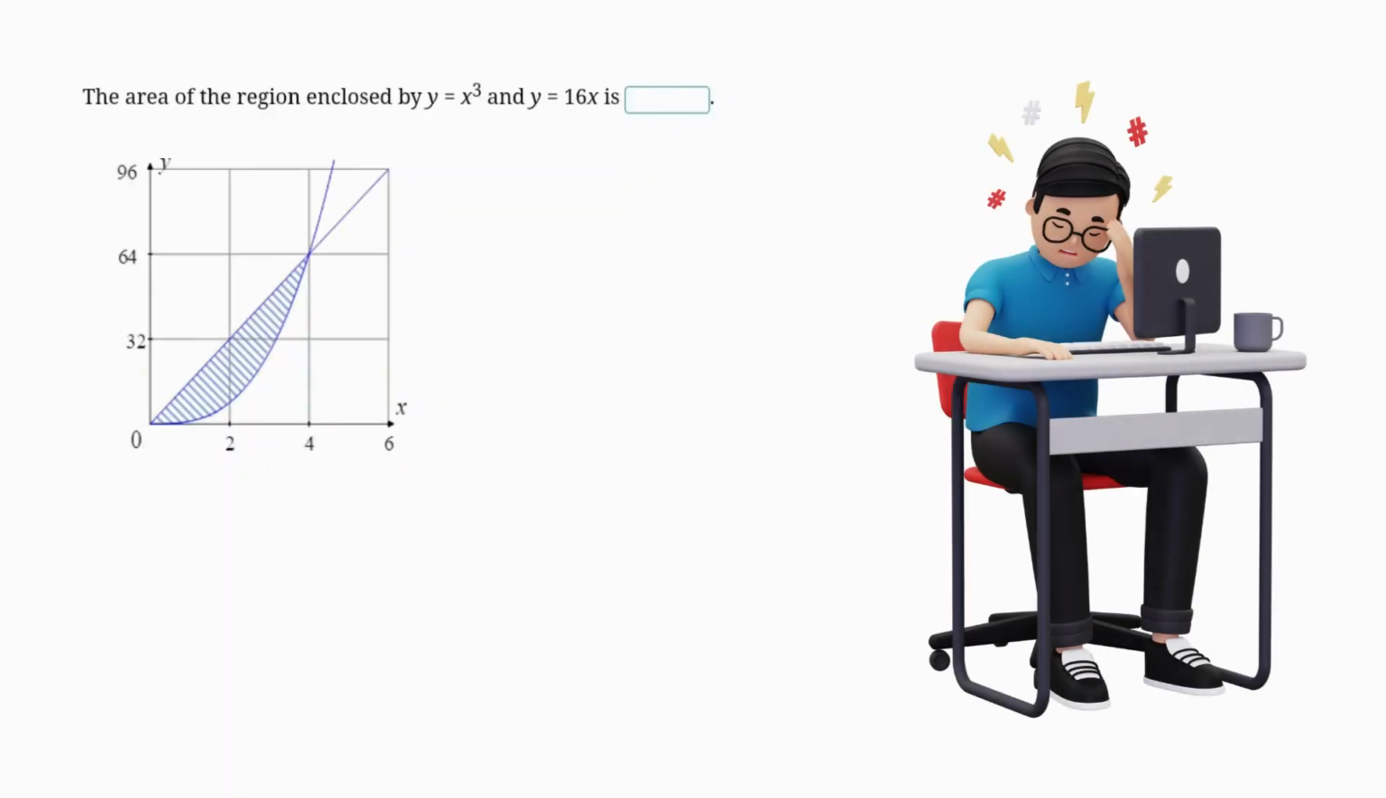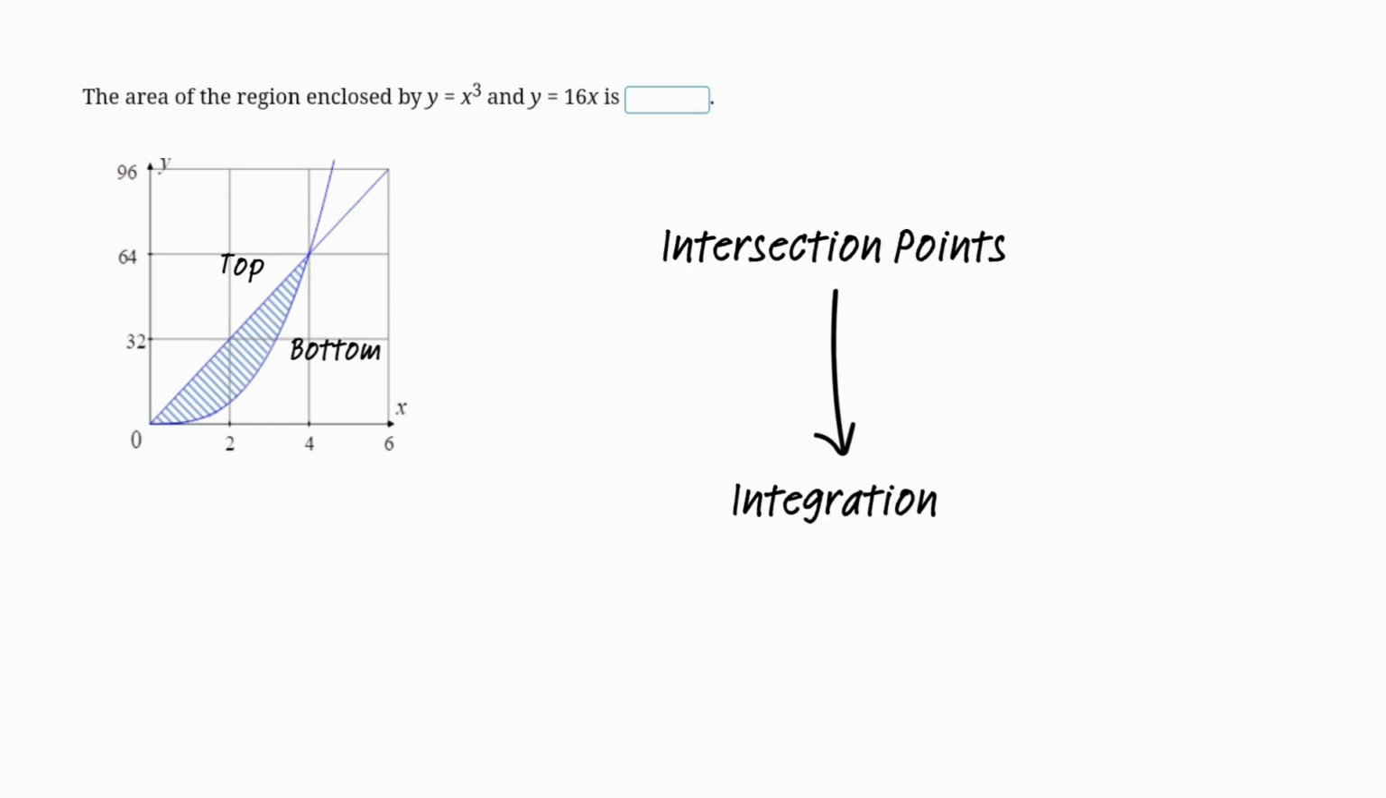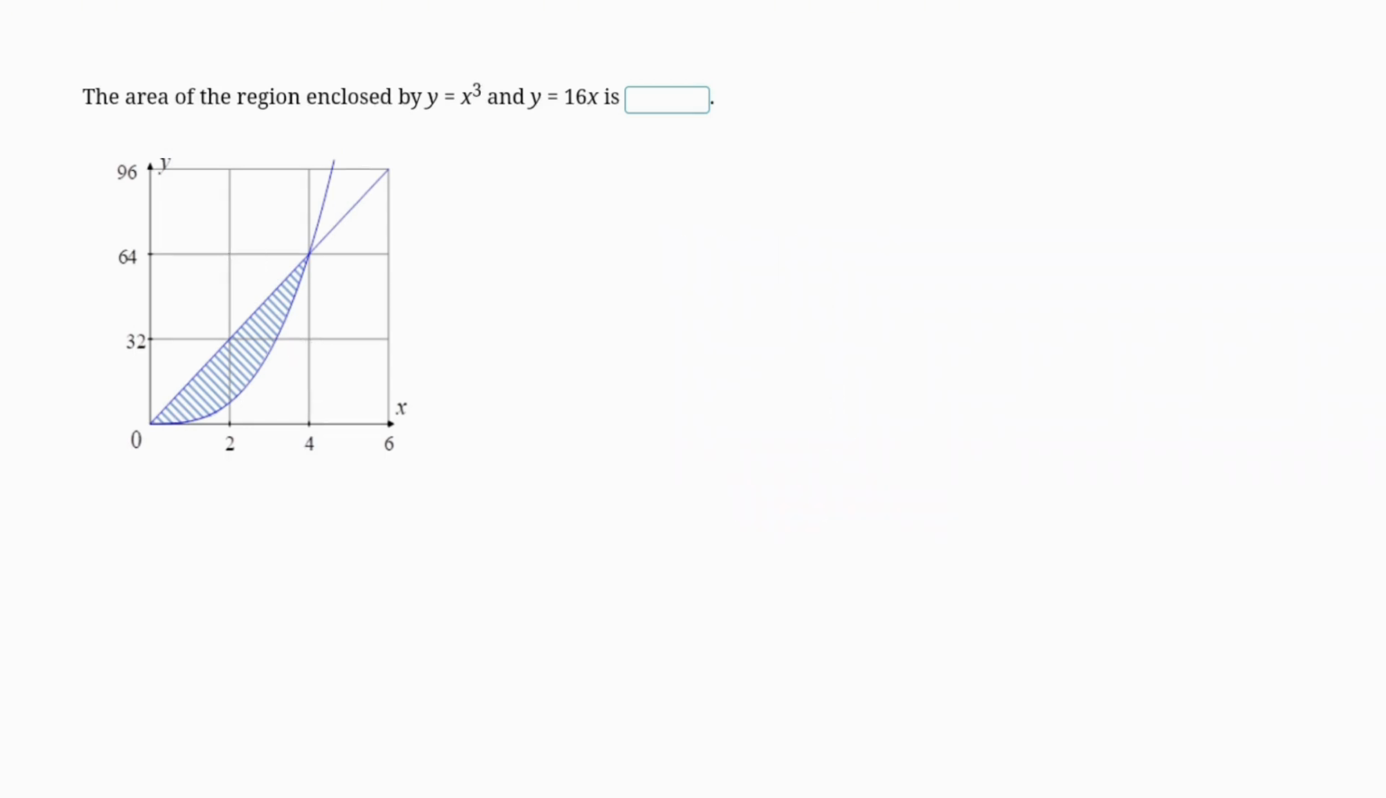Don't panic when looking at the graph. Finding the area between two curves is a simple game of top minus bottom. Today, I am going to show you how to solve this exact problem, from finding intersection points to the final integration. First, we need to know where our region starts and ends.